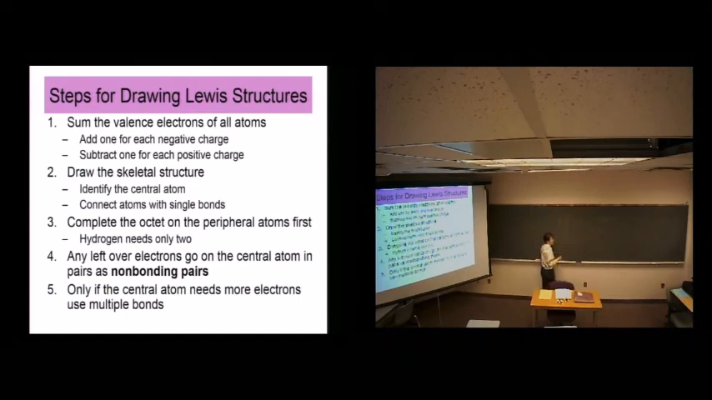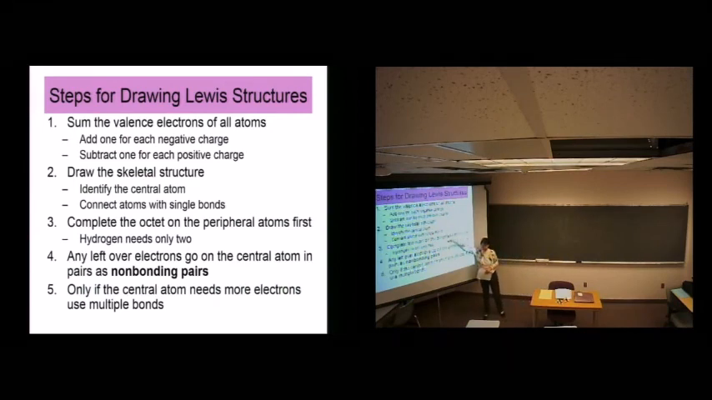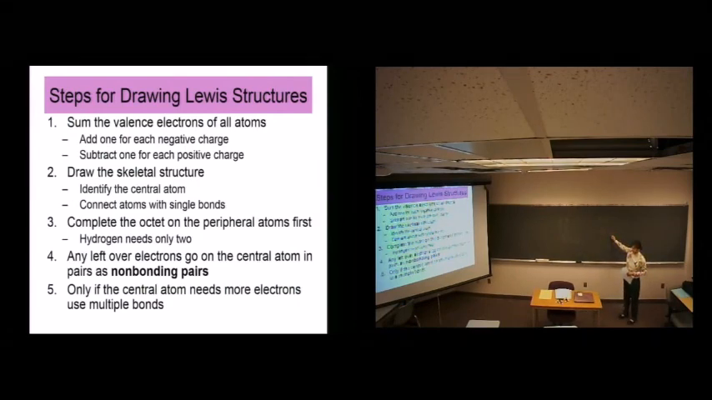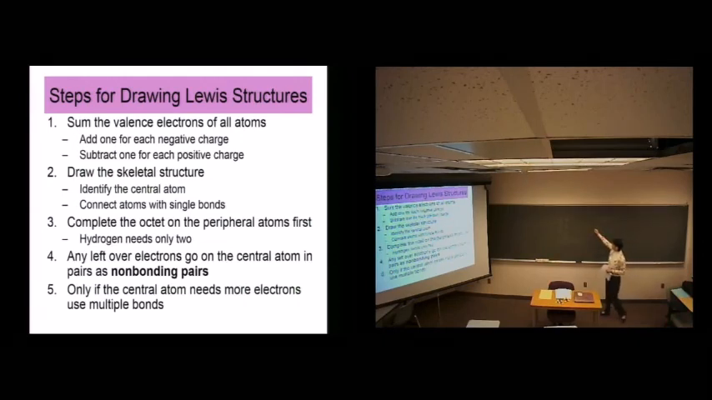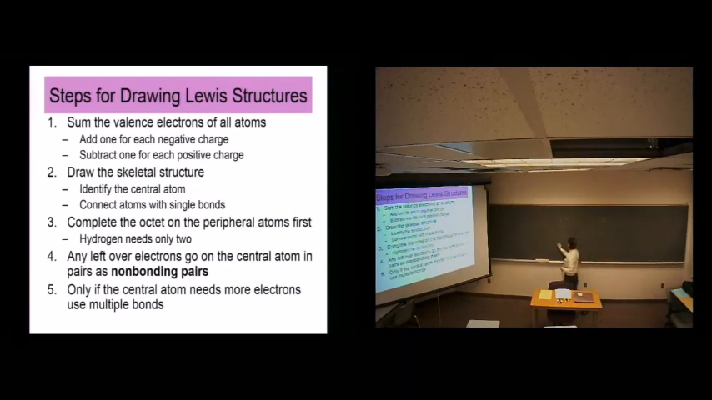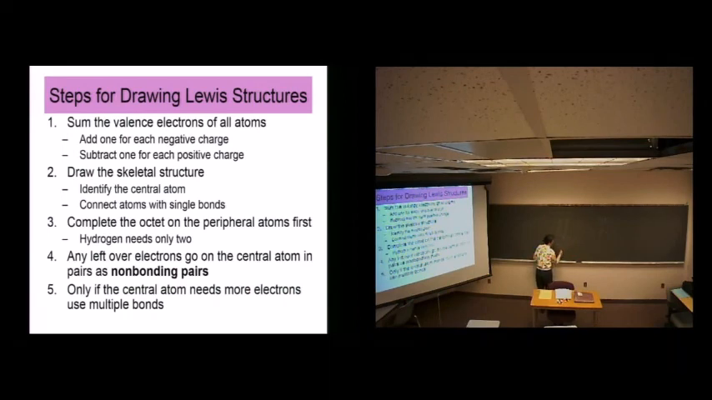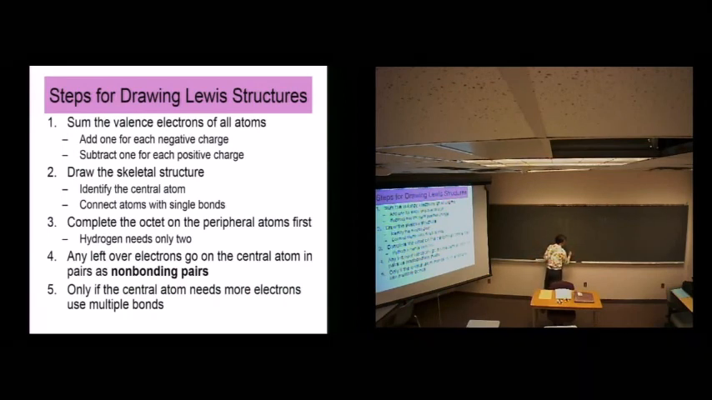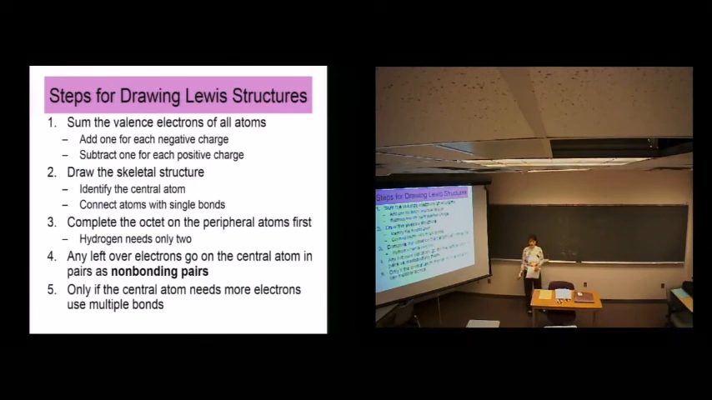Then what comes after bonds? We do what? Peripheral. Okay, so let's complete the peripheral. What does oxygen need? 6 more. Okay, so let's put 6. Same with the other oxygen, right? Okay, so how much did I use up there? 12. Okay, minus 12. And that was the peripheral. And then I have 0 left over. So there are none that go on the central atom.